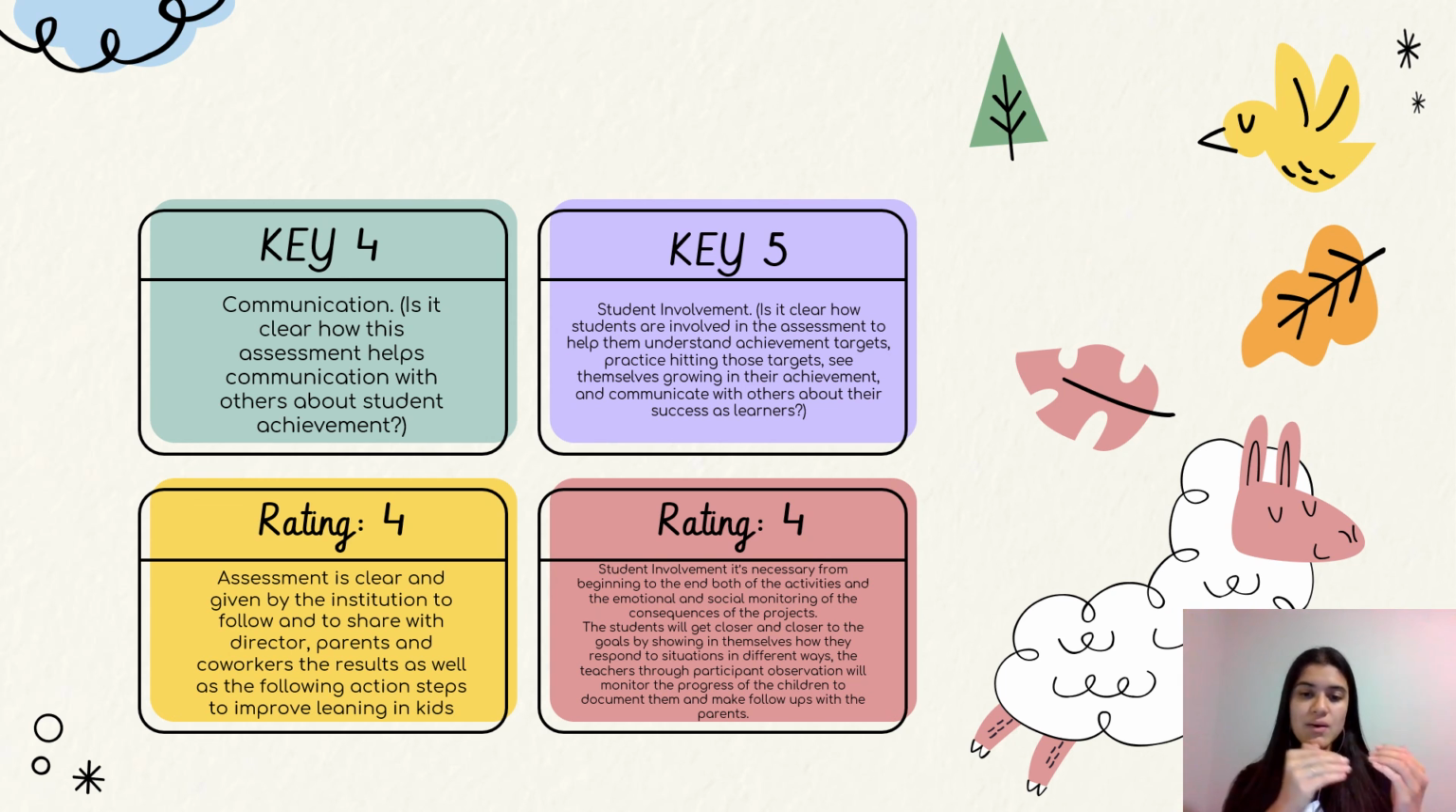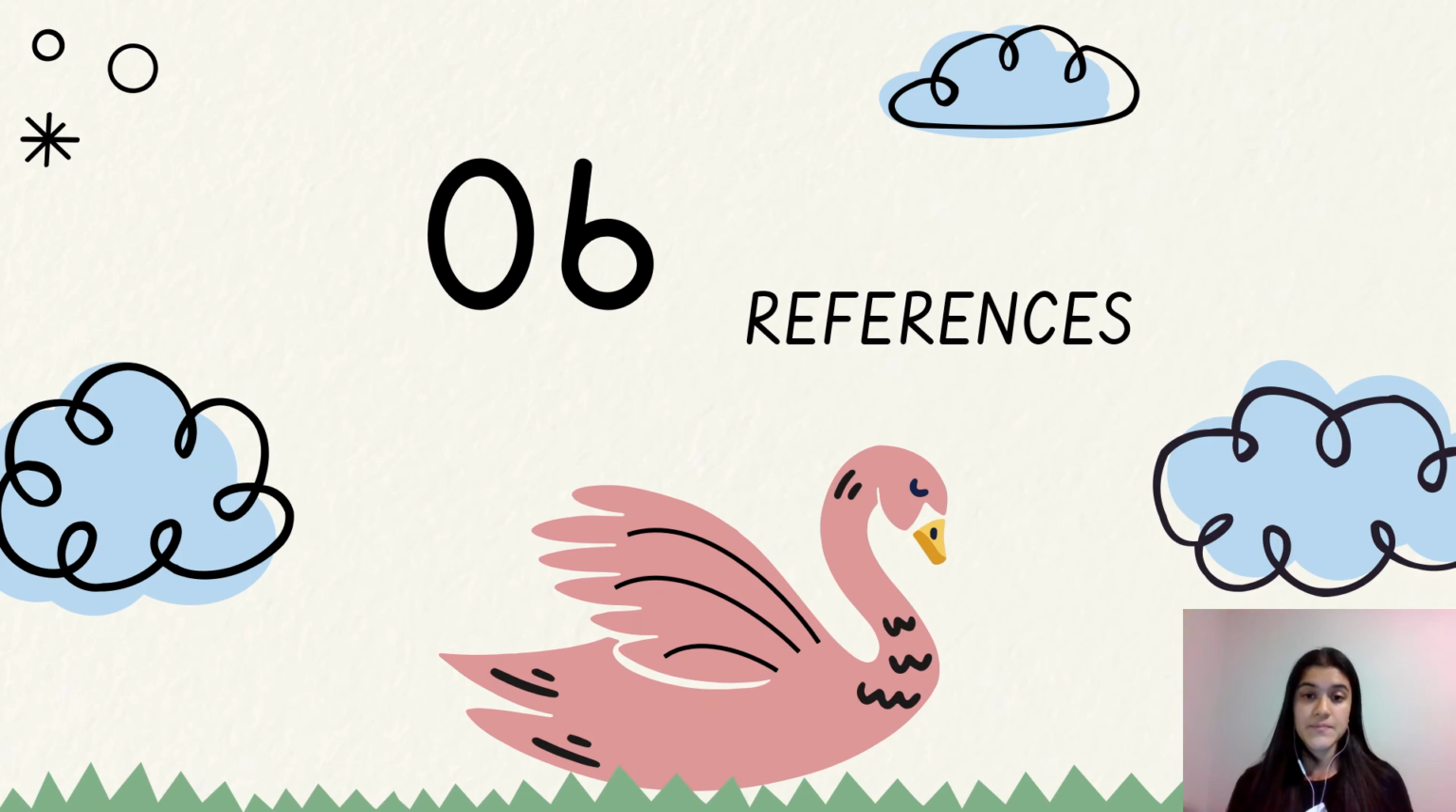The students will get closer and closer to the goals by showing in themselves how they respond to situations in different ways. Instead of crying, they can use their words to get what they want. The teacher's role will be using participant observation to monitor the progress of the children, to document them, and make follow-ups also with the parents.